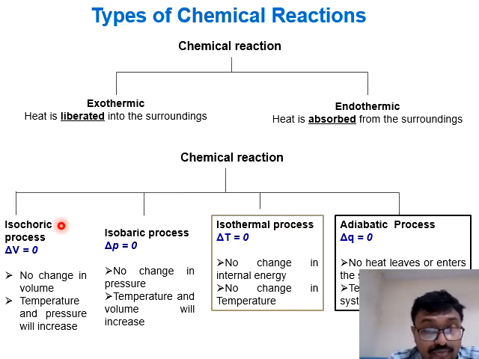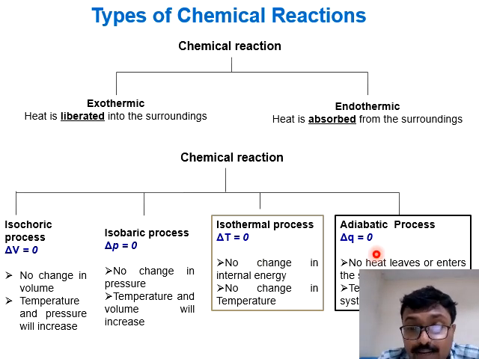Isochoric process means the process where there is no change in volume. Temperature and pressure will change, but no change in volume is called an isochoric process. Isobaric process means the process where there is no change in pressure. Temperature and volume will change, but pressure will not change. Isothermal process means no change in temperature. Here, pressure and volume will change, but temperature will remain the same. An adiabatic process means no change in the heat. Q defines the heat, T defines temperature, P defines pressure, and V defines volume.